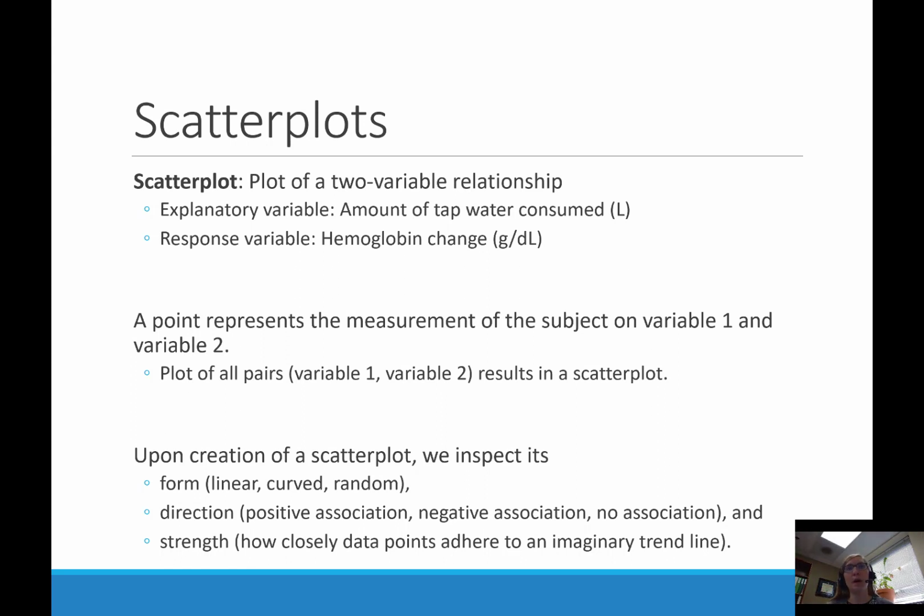If the association is positive, then as one variable increases, the other also increases. That is, the direction is up and to the right. If the association is negative, then as one variable increases, the other variable decreases. That is, the direction is down and to the right. If there is no association, there is neither a positive nor a negative direction to the trend. Strength measures how closely data points adhere to this imaginary trend line. This may be weak, moderate, or strong.